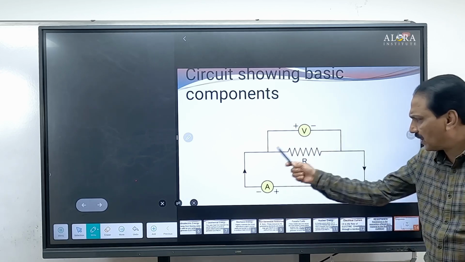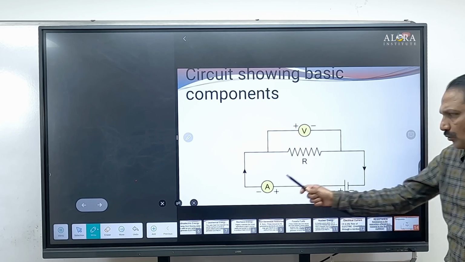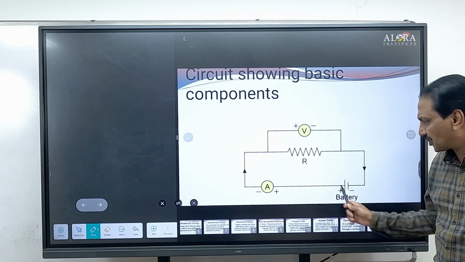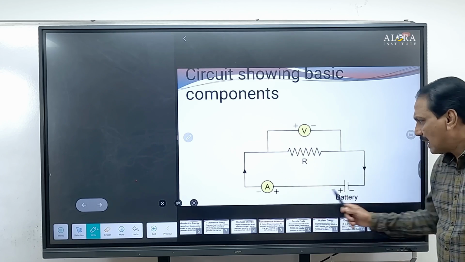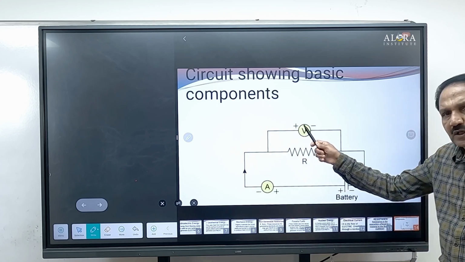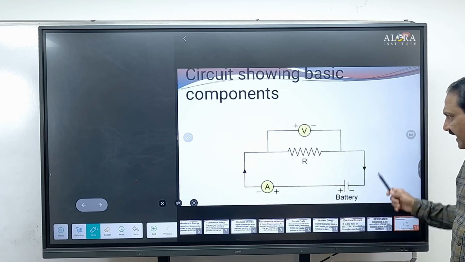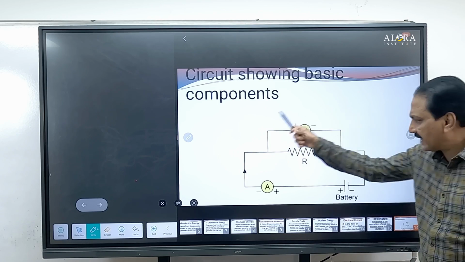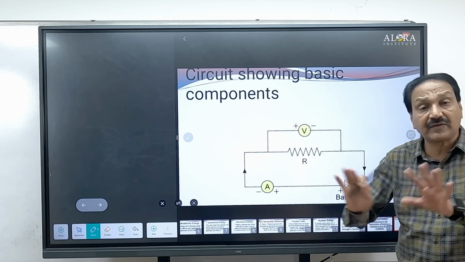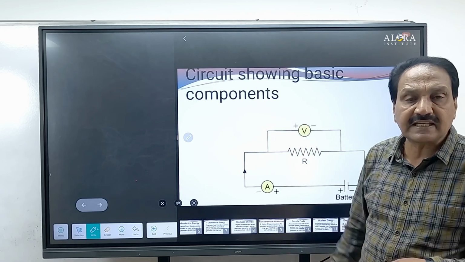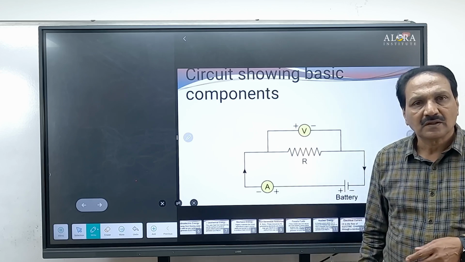So this is a simple closed circuit. How to connect the ammeter? Battery positive should be connected to ammeter positive. Battery positive should be connected to voltmeter positive. Next, battery negative to voltmeter negative, and battery negative to ammeter negative. This is the way the devices are connected in the circuit. Will that be alright?